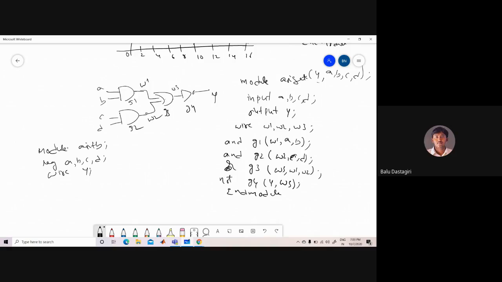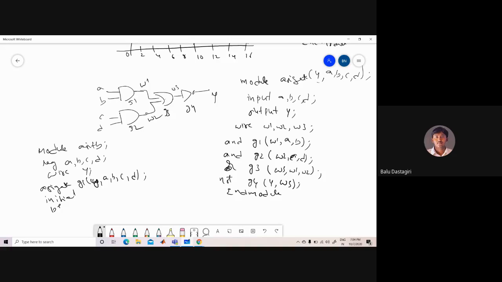After writing the initial block, you can instantiate. My main module name is AOI gate, followed by the label name and the list of port names: Y, A, B, C, D. After instantiating your module, the next thing is we have to give the test cases.